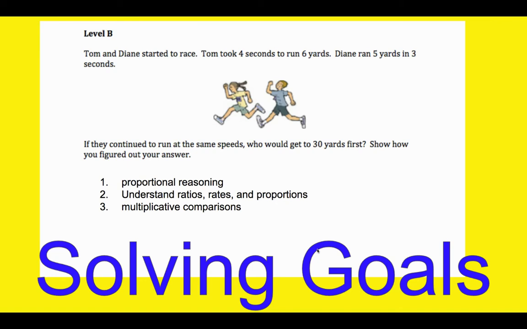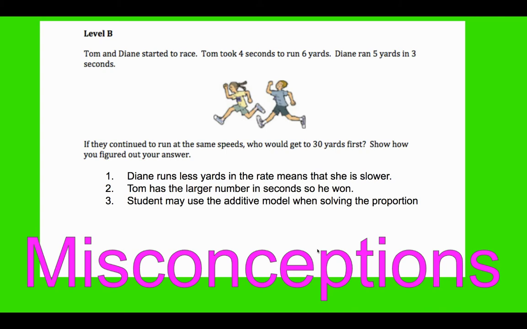That the students gain that proportional reasoning, they understand ratios, rates, and proportions, and they also understand that it's a multiplicative comparison. Some of the misconceptions that I view for this problem would be that since they see that Diane is running less yards in her rate, they're going to think that she runs slower.